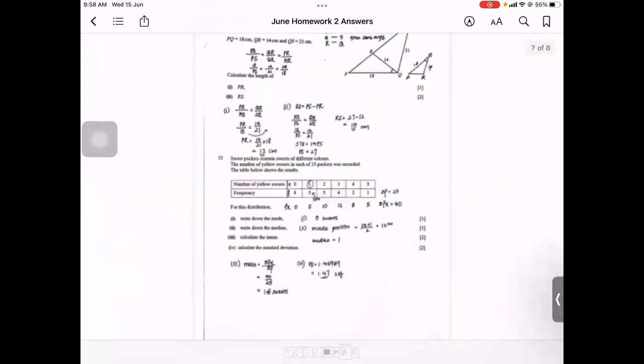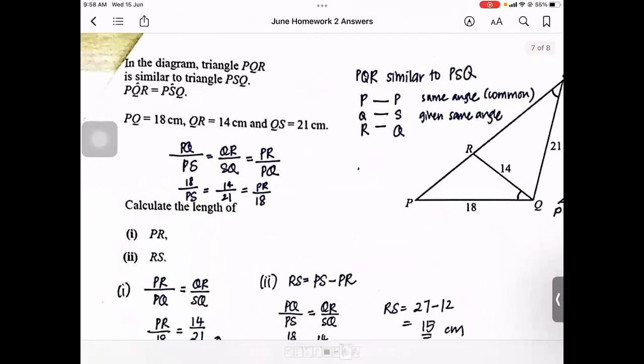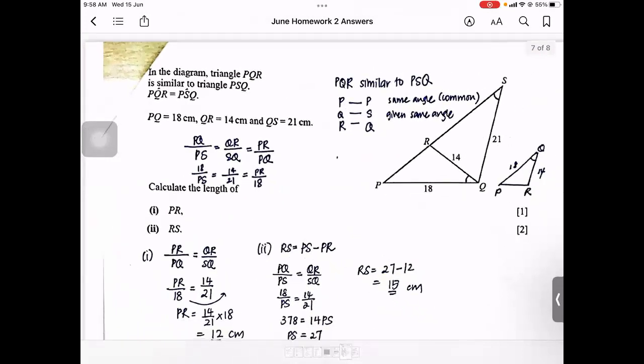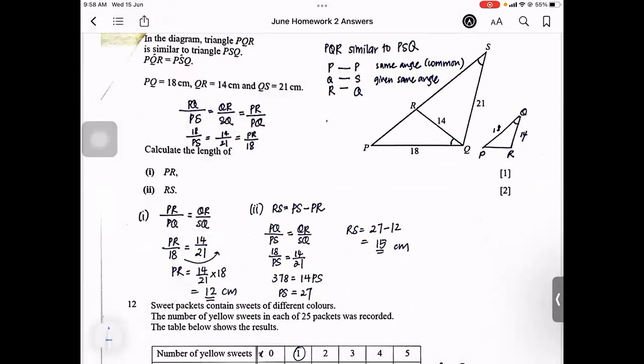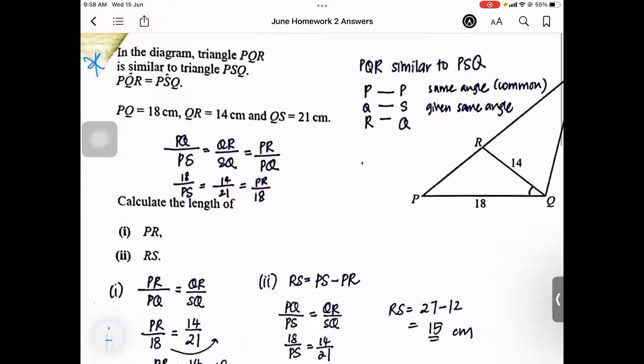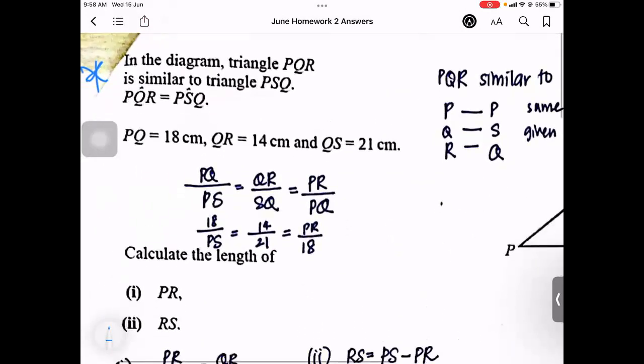Okay, next question. This one is a long time we never do this kind of question. Long forgotten. So give me a little bit more time to explain the question over here. Okay, first one, question says triangle PQR is similar to PSQ. The first thing we always do, match the labeling. PQR similar to PSQ. They do not anyhow write the labeling.